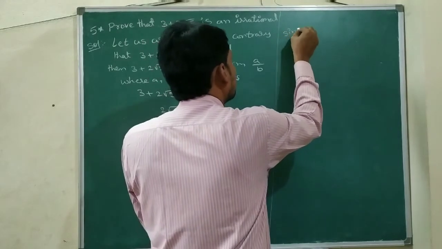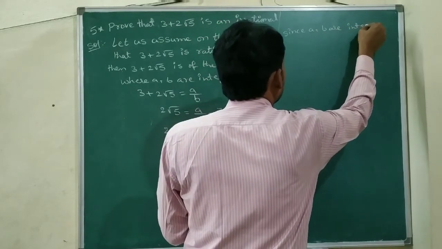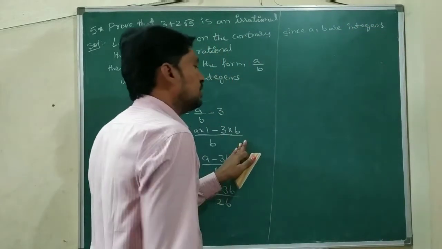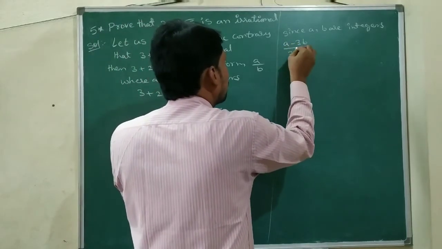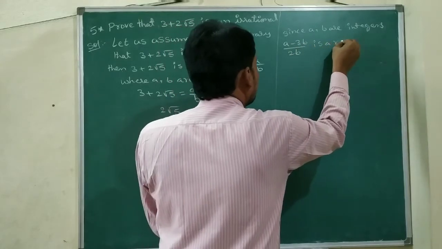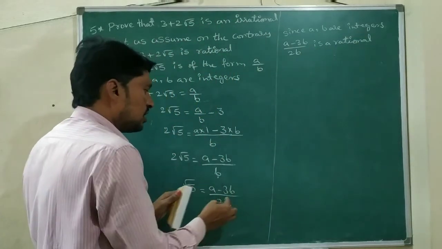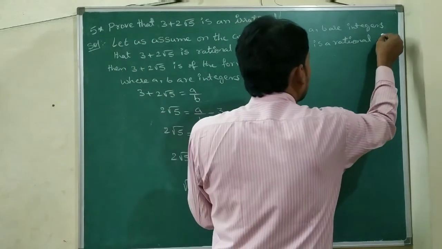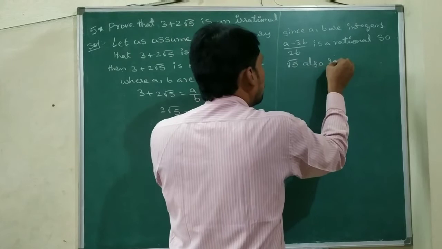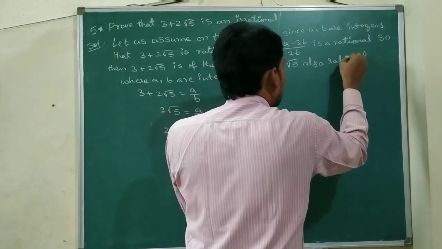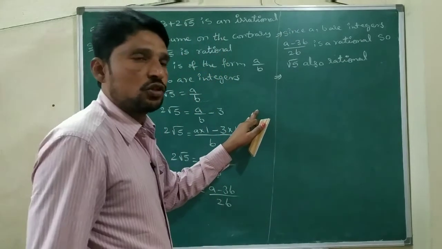So we can write it now. Since a, b are integers, a minus 3b by 2b is rational. This RHS is rational, so root 5 is also rational. But this contradicts the fact.